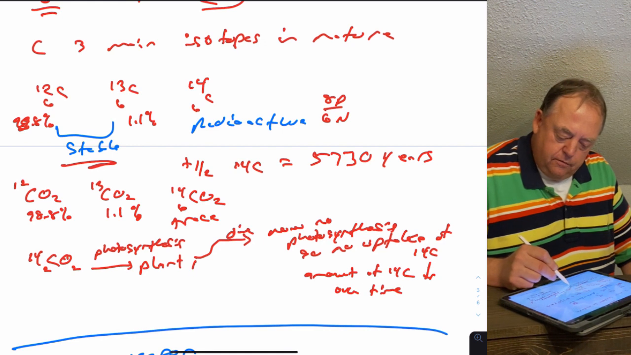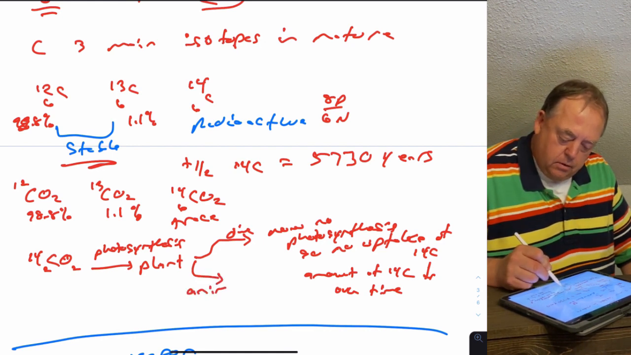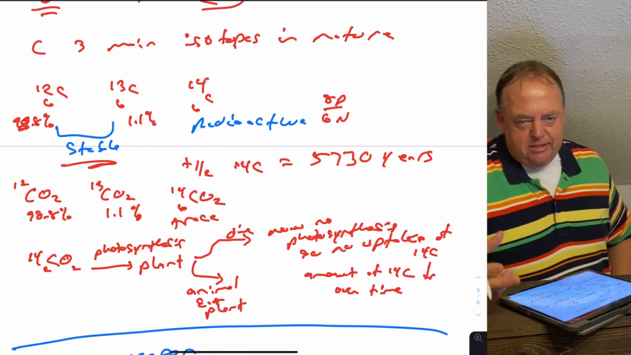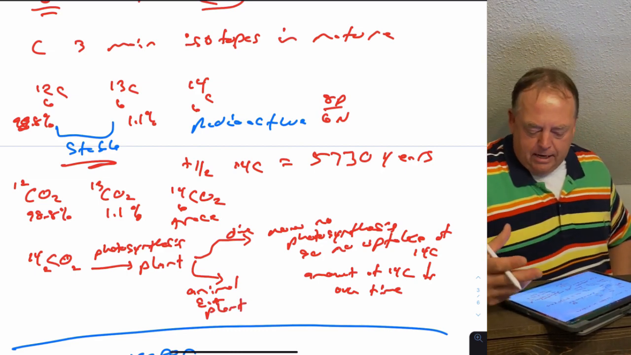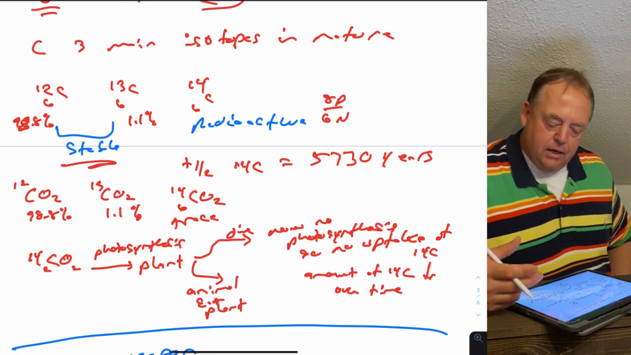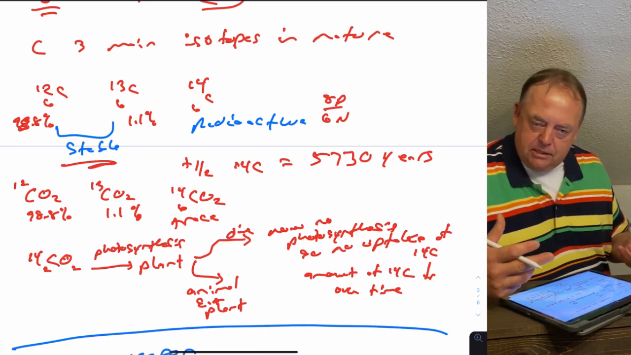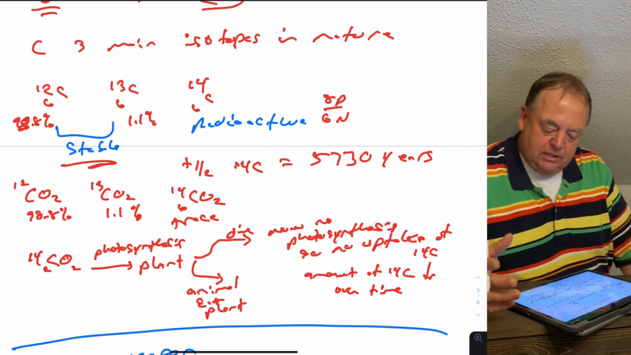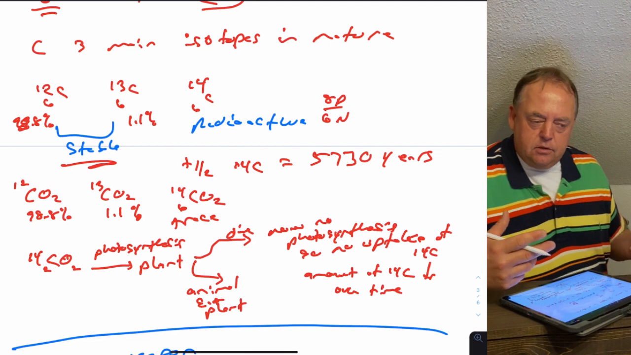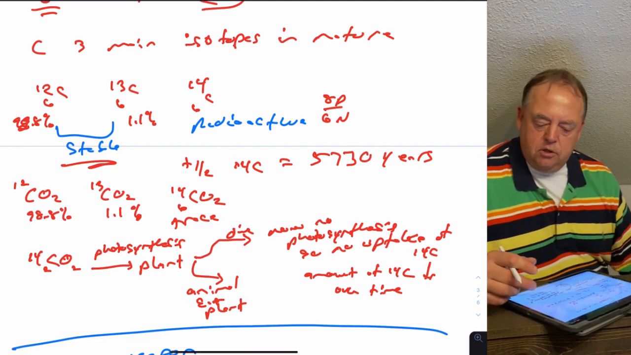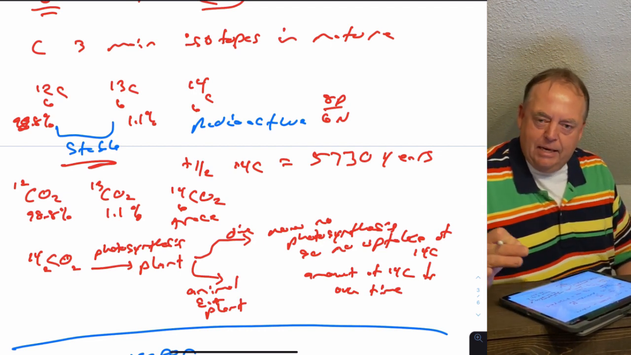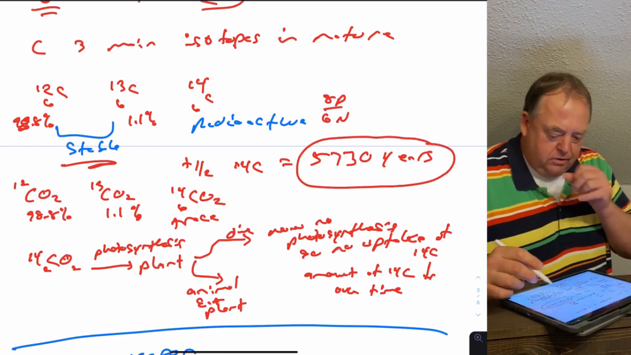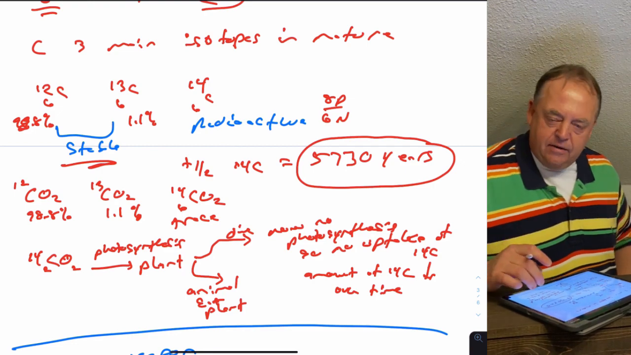The same would be true for an animal, because an animal would eat the plant, or the animal would eat something that ate the plant. So the animals would have carbon-14 in them as well. As long as they're alive, they have a pretty constant amount of carbon-14. Once they die, the carbon-14 is no longer being taken up, so the amount of carbon-14 would eventually decrease, and then you could use how much is remaining after a specific amount of time. Since you know the half-life, you can figure out how old that artifact is.